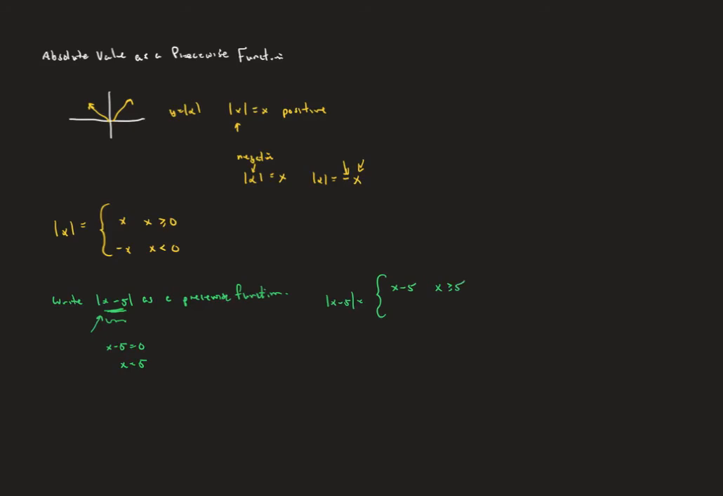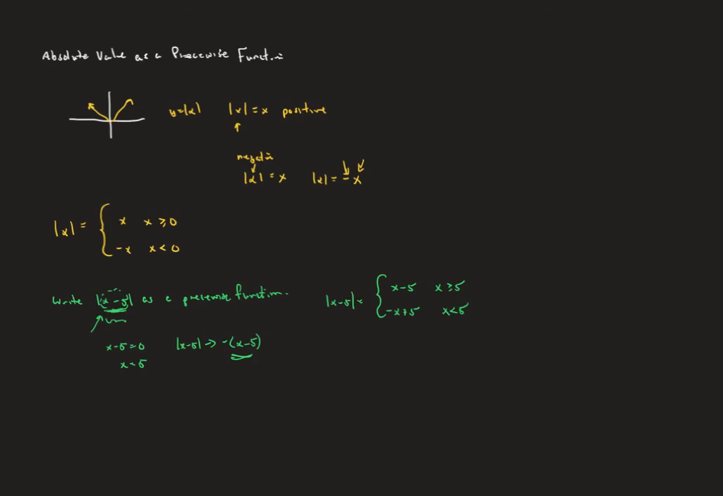When x is less than 5, then that x minus 5 value will end up being a negative, and so the absolute value will make it the opposite of that. It'll change it into a positive. And so you could either write it like this, or I'm going to go ahead and distribute it and say it's going to be negative x plus 5 whenever x is less than 5.